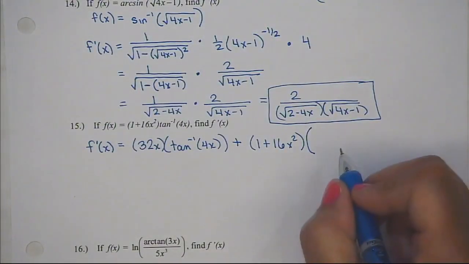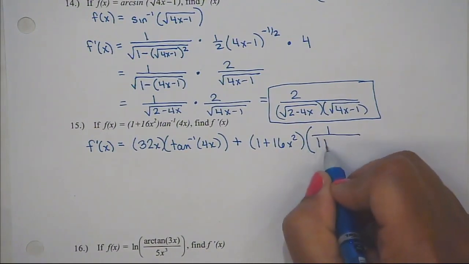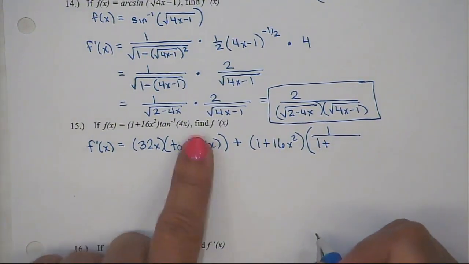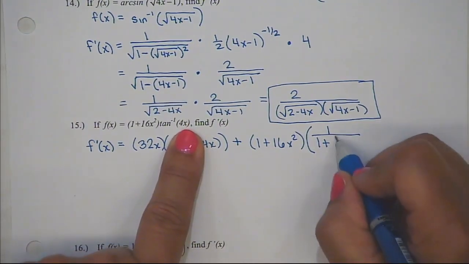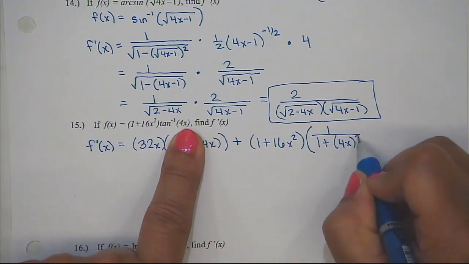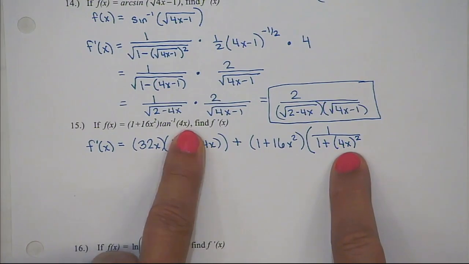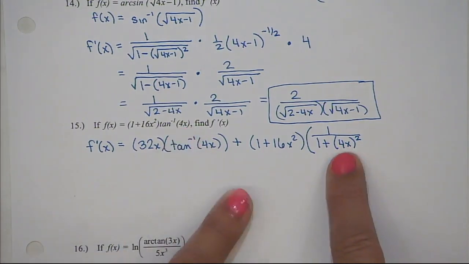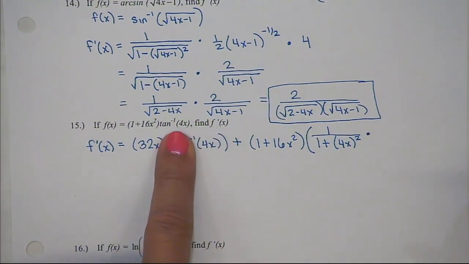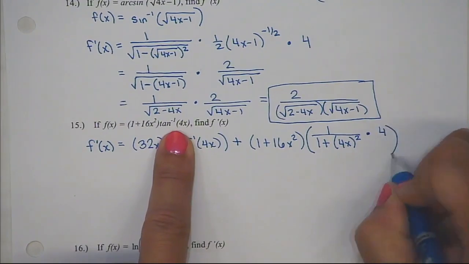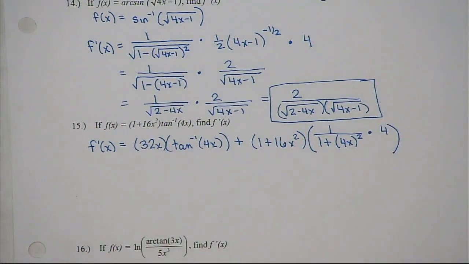So 1 over 1 plus, what am I putting in squared? It's not just x squared, it'll be 4x squared, right? Whatever's inside is what you're squaring. So that's your x, 4x. So 1 over 1 plus 4x squared times the derivative of the inside, 4, which is in the numerator, 4 over 1. That would be your answer if it was free response.